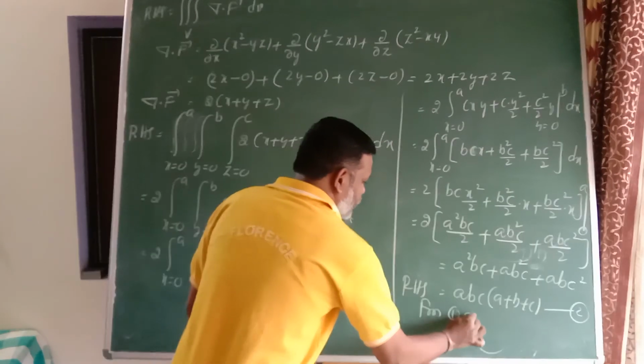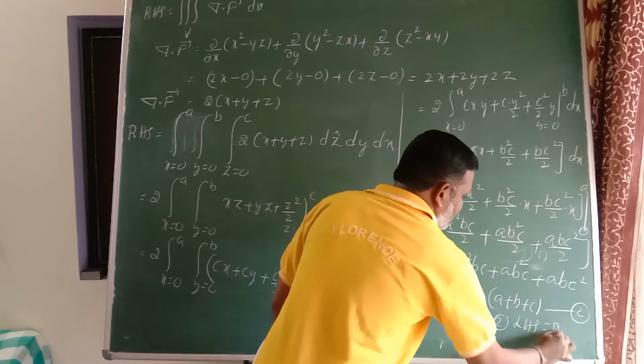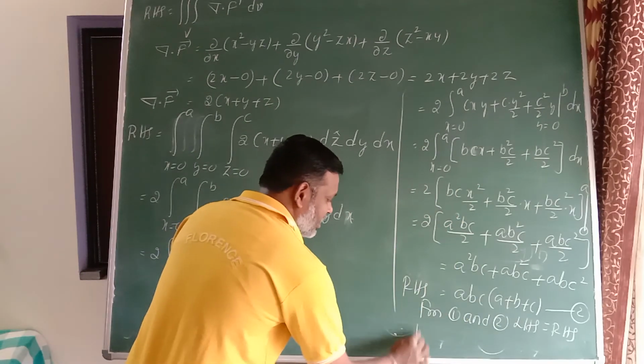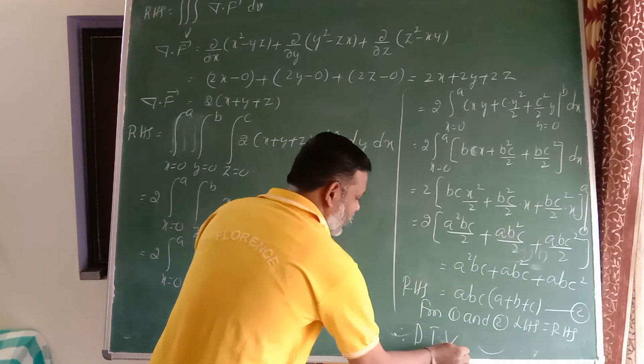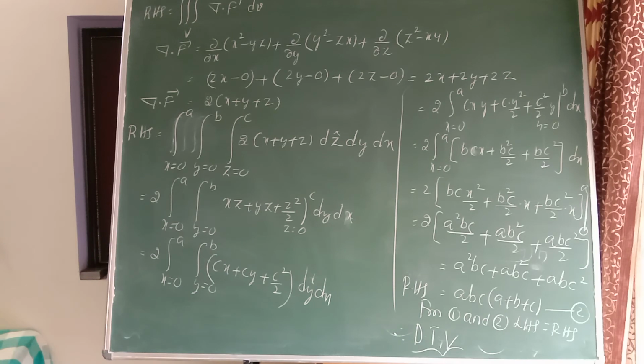From 1 and 2 we can conclude that LHS is equal to RHS. Therefore, dear friends, understand that the divergence theorem is verified. This is all about the Gauss divergence theorem. I hope you all understand this Gauss divergence theorem well.